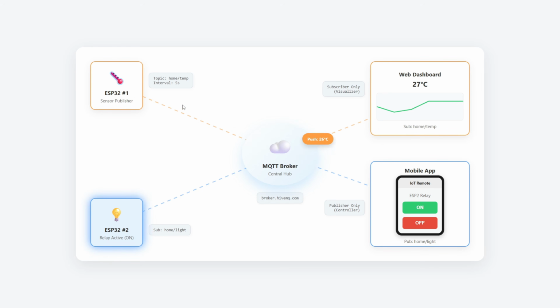This time this ESP is subscribed to this topic. Our mobile client publishes the data to this home/light topic. So it will send the off command, then it goes to the broker, and then to the second ESP32 device, and now the LED is off. This is very simple. I hope it helps you visualize how MQTT works.